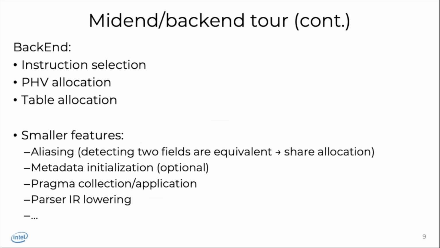And there's a bunch of smaller features as well. Things like aliasing, so detecting when two fields are equivalent and only allocating once instead of doing two allocations for that. Metadata initialization, and this is for backwards compatibility with the old Tofino compiler. We collect pragmas for use for things like constraint enforcement. There's parser IR lowering, which I'll touch on in a slide or two, and a number of other smaller little features.